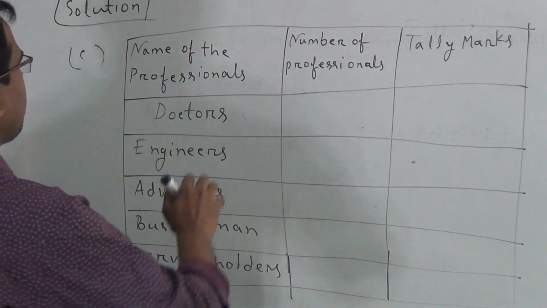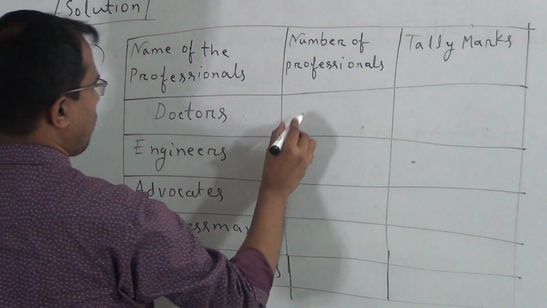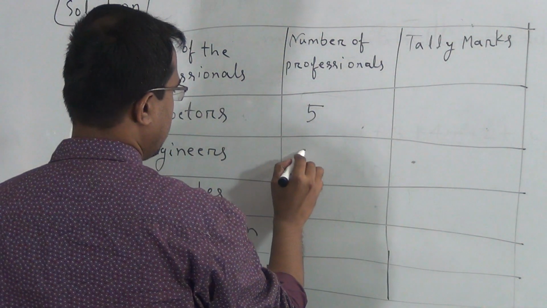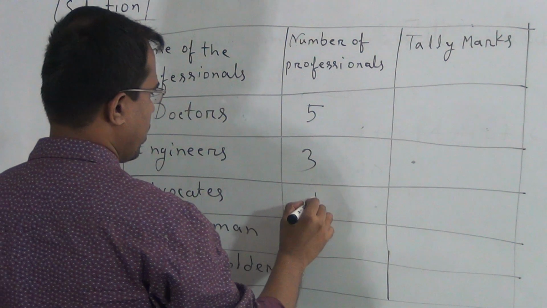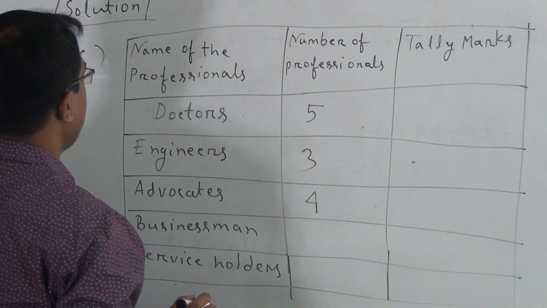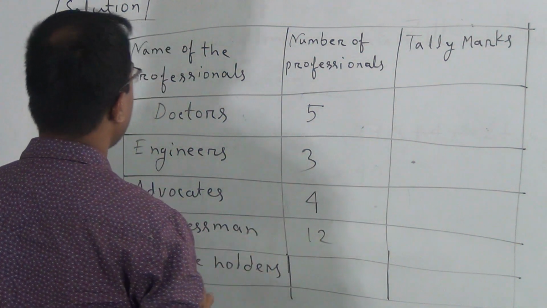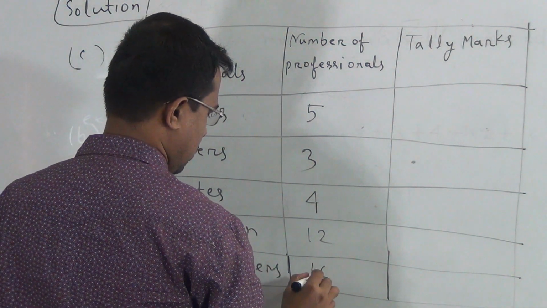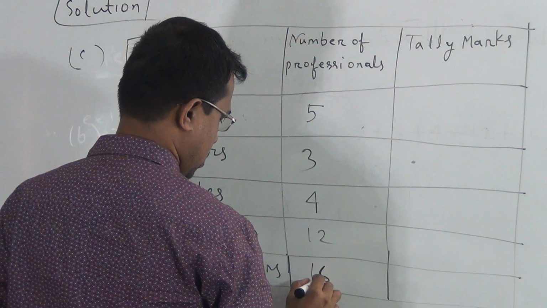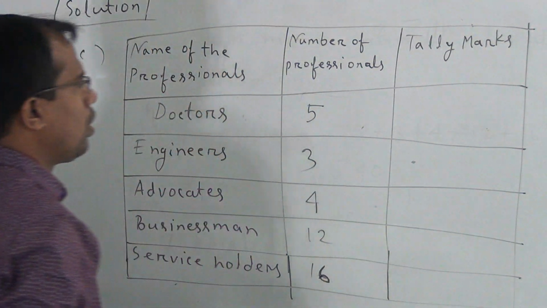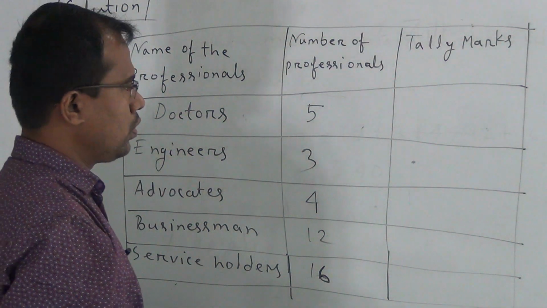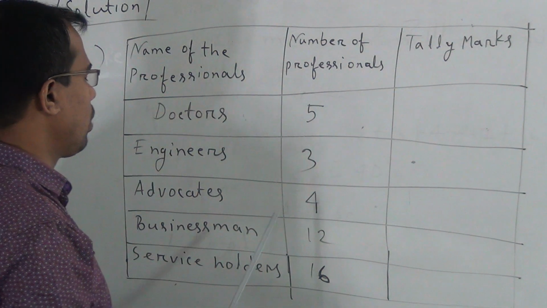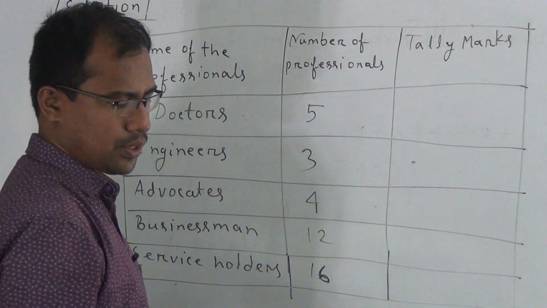Now in the question, how many doctors exist? Total doctors 5. Doctors 5, engineers 3, advocates 4, businessmen 12, and service holders 16. Now we will fill the column of tally marks.